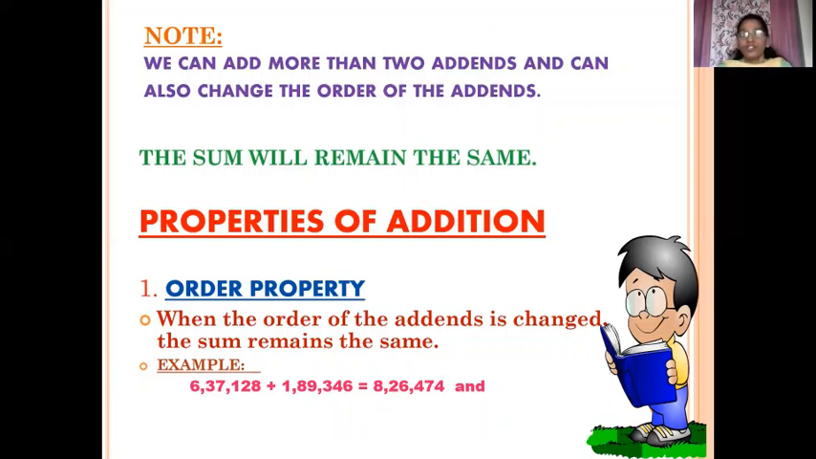Now let's change the order and see. I'll take 1,89,346 first when arranging in columns. Then I'll take 6,37,128 as the second addend. Does the sum change? No. Sum will remain the same. If you change the order of the addends, the sum remains the same. Right? This is the first property, that is order property.